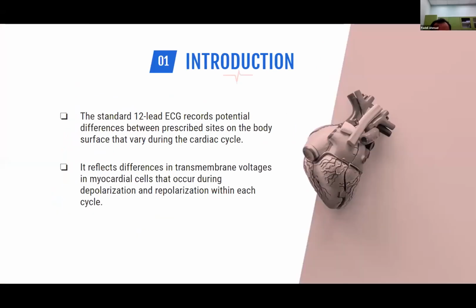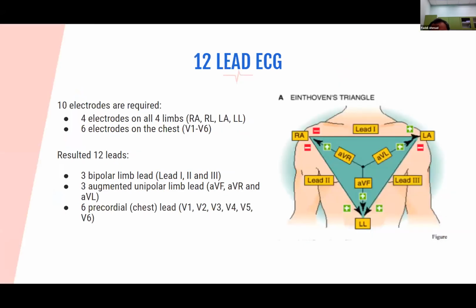So a bit on the introduction. The standard ECG records the potential difference during the different stages in the cardiac cycle, and it actually reflects the differences in the transmembrane voltages during the depolarization and repolarization within each cycle. So for the standard 12-lead ECG, 10 electrodes are required: 4 electrodes on all 4 limbs labeled as RA, RL, LA, and LL, and another 6 electrodes on the chest labeled as V1 until V6.